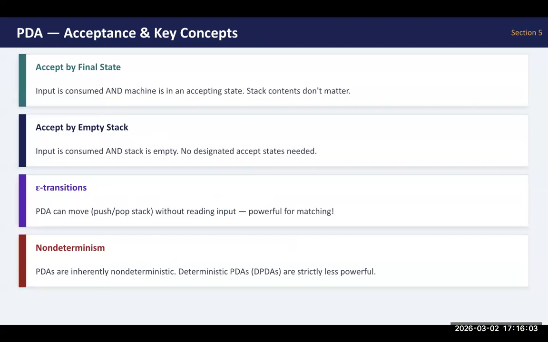How the acceptance and key concepts work. Accept by final state, so the input is consumed and the machine is in an accepting state, so stack contents don't matter. Accept by empty stack, so the input is consumed and the stack is empty, no designated accept states needed. Empty transition, so the PDA can move, push, or pop the stack without reading input. It's powerful for matching. And then non-determinism, meaning PDAs are inherently non-deterministic. Deterministic PDAs are strictly less powerful.